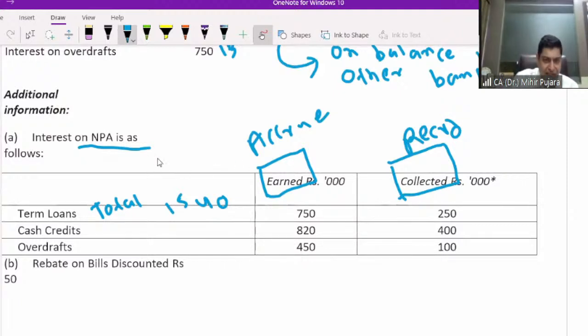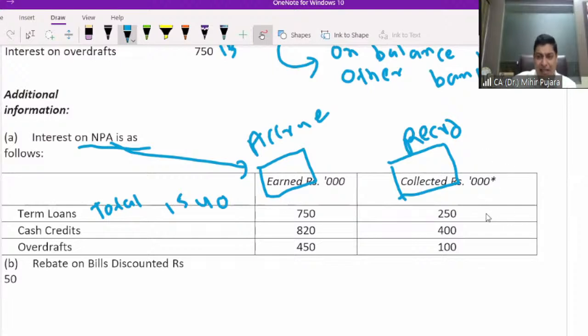Out of this, this is interest earned on NPA and this is actually received. So guys, can you tell me, this 1540 will now change. Interest on term loan will not be 1540 in schedule 13. It will change because on NPA 750 should be received, but we received only 250, guys.